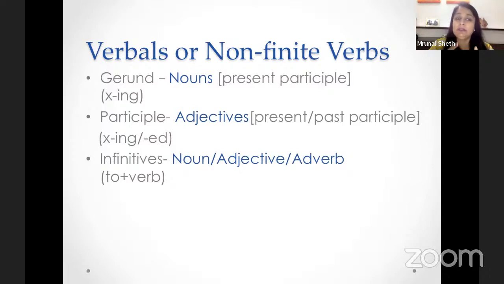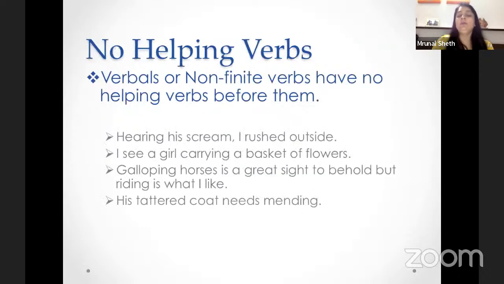So in today's lecture, we are actually going to learn how to identify gerund, participle, and infinitive. So that's the objective of our lecture today, to learn to identify them. Because once we identify them, then only we will know about phrases and clauses. Okay? So let's begin.